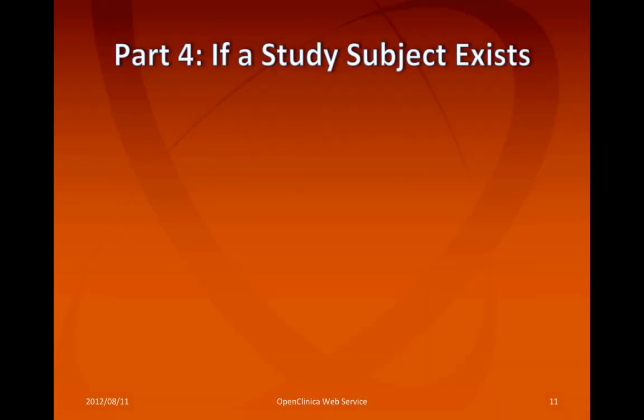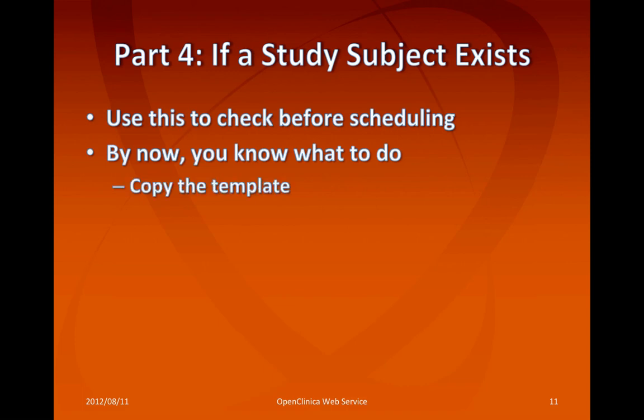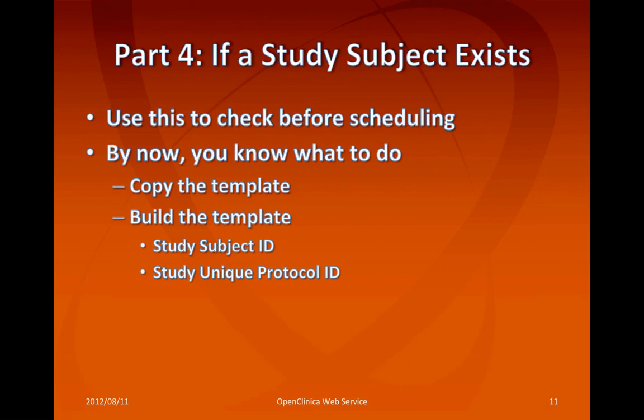Let's get to the next section, part 4, using the web service to check if the study subject exists before scheduling an event. We're going to run through this section quickly. This is useful when list all study subject returns too huge data to search for a study subject. By now, you are used to what needs to be done. Go to the OpenClinica document site to get the SOAP request template. Clean up the XML, replace the header with your header template. Then you give 2 required data. They are study subject ID and study unique protocol ID.